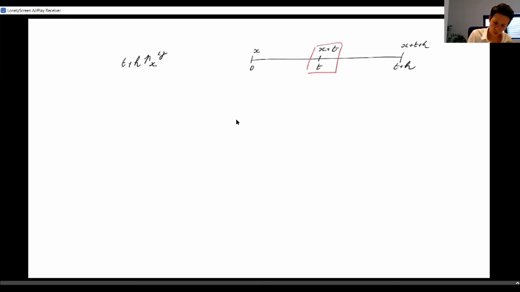I want to know what is t+h p_x^ij. What's the probability that I start in state i at time 0, and I want to be in state j at time t+h, right? So what can happen in between? Well, in between, I can be in state j, right? So I'm going to make a distinction between two possible events.